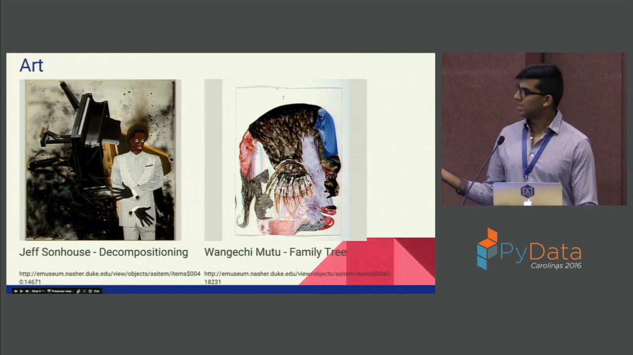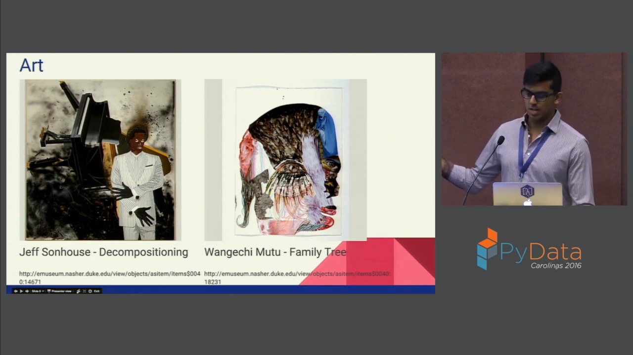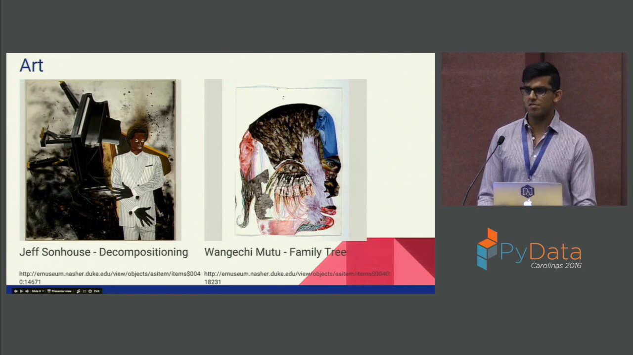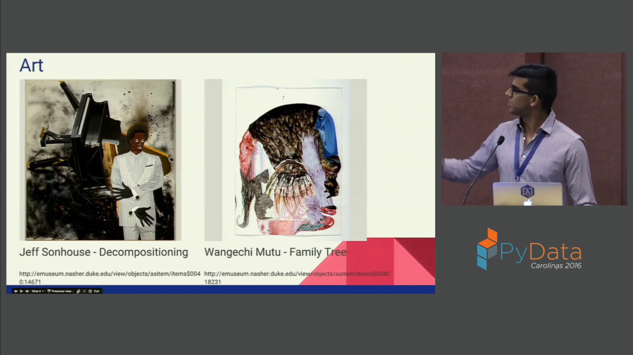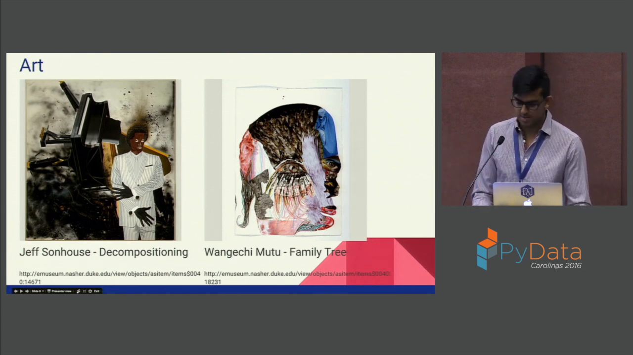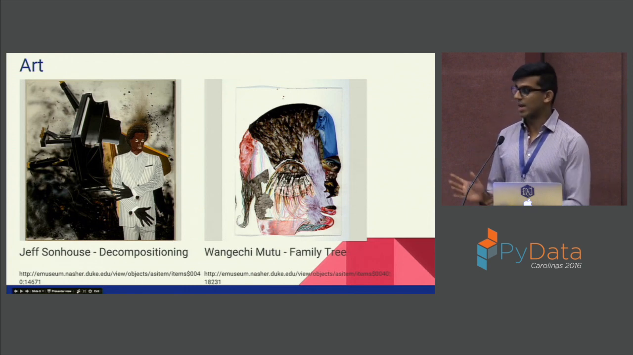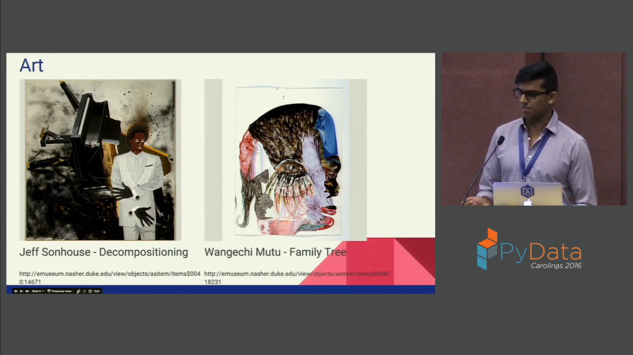The 2 pieces that we used were called Decompositioning by Jeff Sonhaus and Family Tree by Wangechi Mutu. Family Tree is actually a collection of, I think, 12 of these types of images. They're like abstract face representations. So we actually chose both of these pieces of art for their abstract representations of faces.